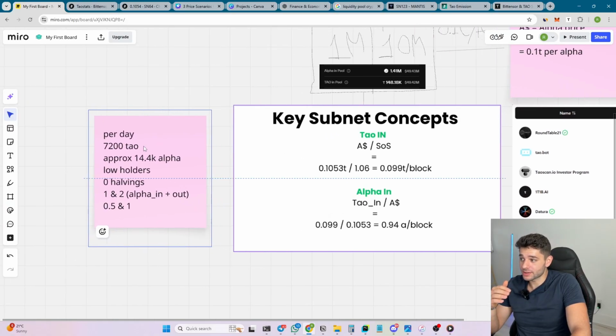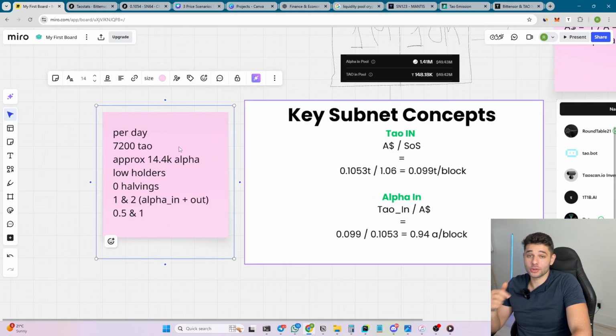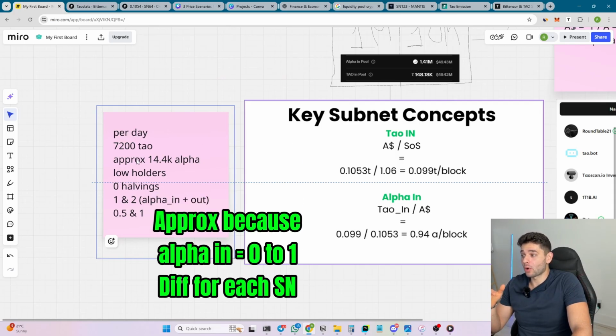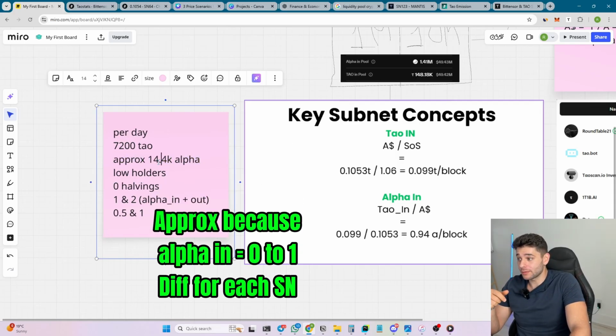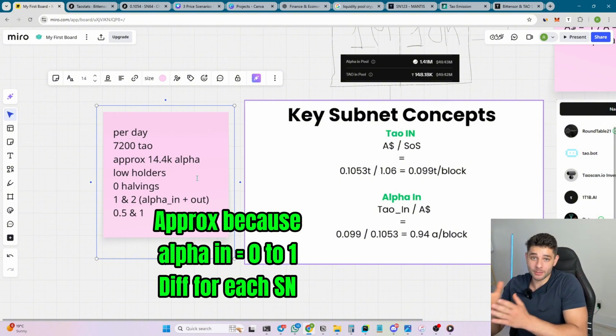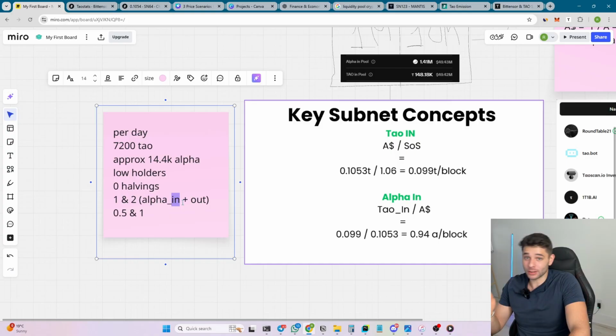So right now there's 7,200 tau per day emitted into subnet liquidity through the protocol, and approximately 14.4k alpha emitted into the protocol, because there's something called alpha in that we just discussed and something called alpha out. I'm gonna get to that in a minute.